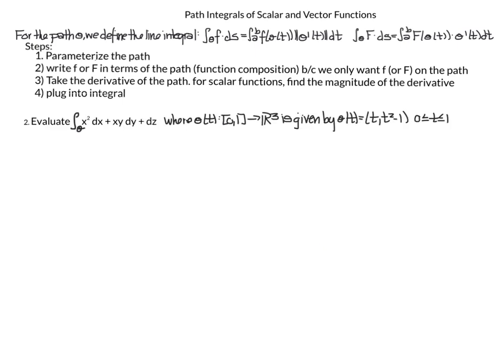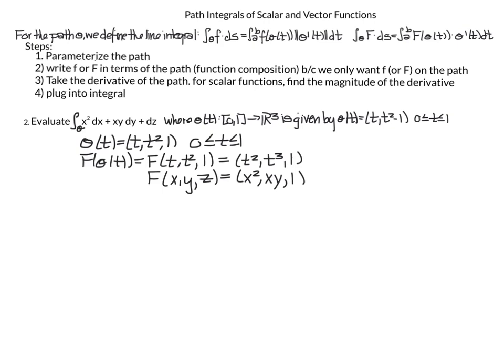My next problem will be to evaluate x squared, xy, and 1 over sigma, where sigma is given by t squared, t, and 1. My first step is to parameterize my path, which has already been done for me. So I go ahead and write that down. I have sigma of t is equal to t squared, t, 1, t goes from 0 to 1. Also, just looking at this, it's the form of a parabola, right? It's because x is equal to y squared, and then we're just at z equals 1, at the height of z equals 1. So here's my parameterization.